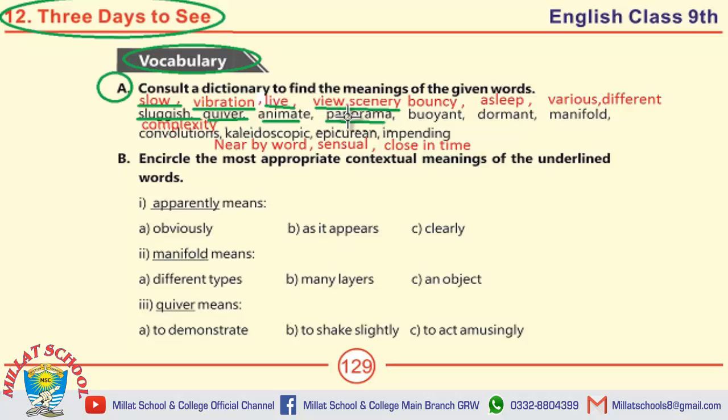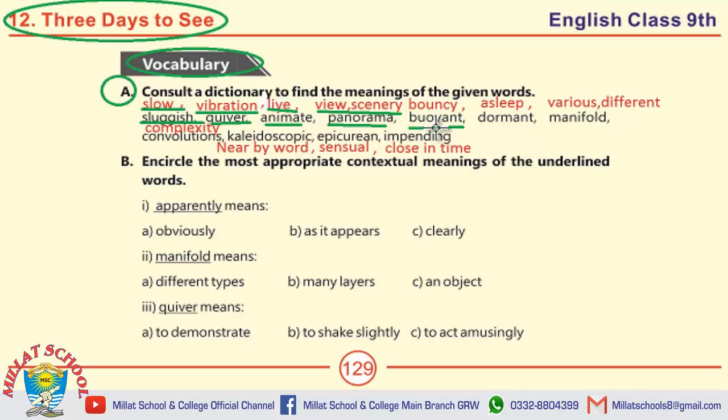Panorama, and the meaning of panorama is view or scenery. Next word is buoyant, and the meaning is bouncy. Dormant, and the meaning is asleep. Manifold, various or different. Next word is convolutions, and the meaning is complexity.